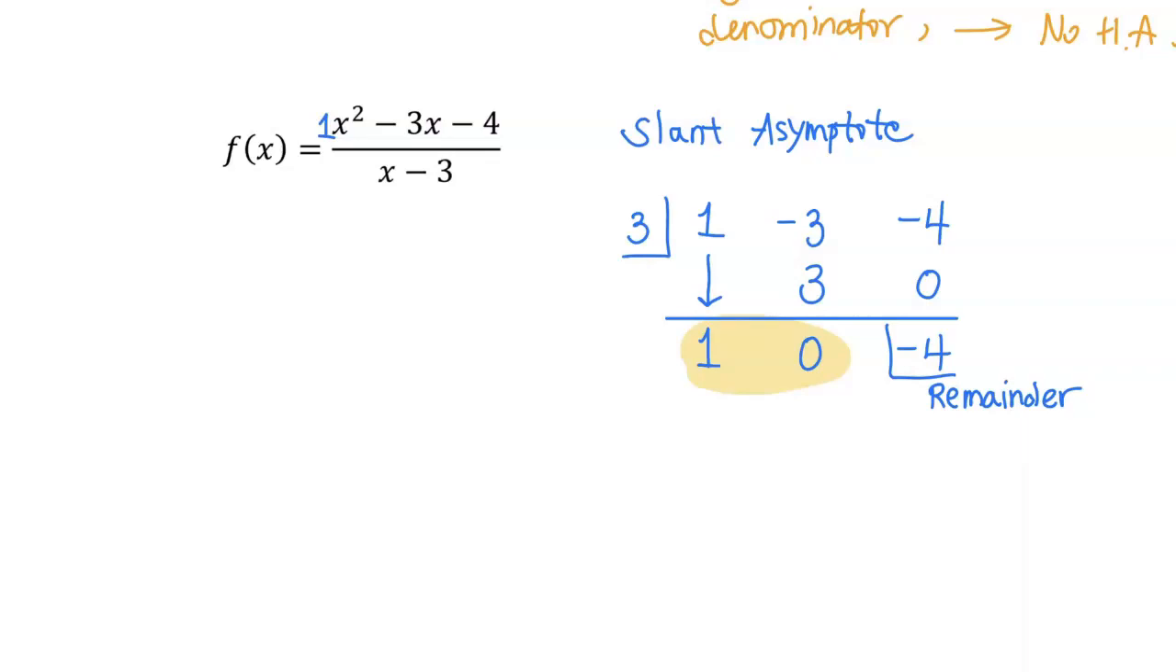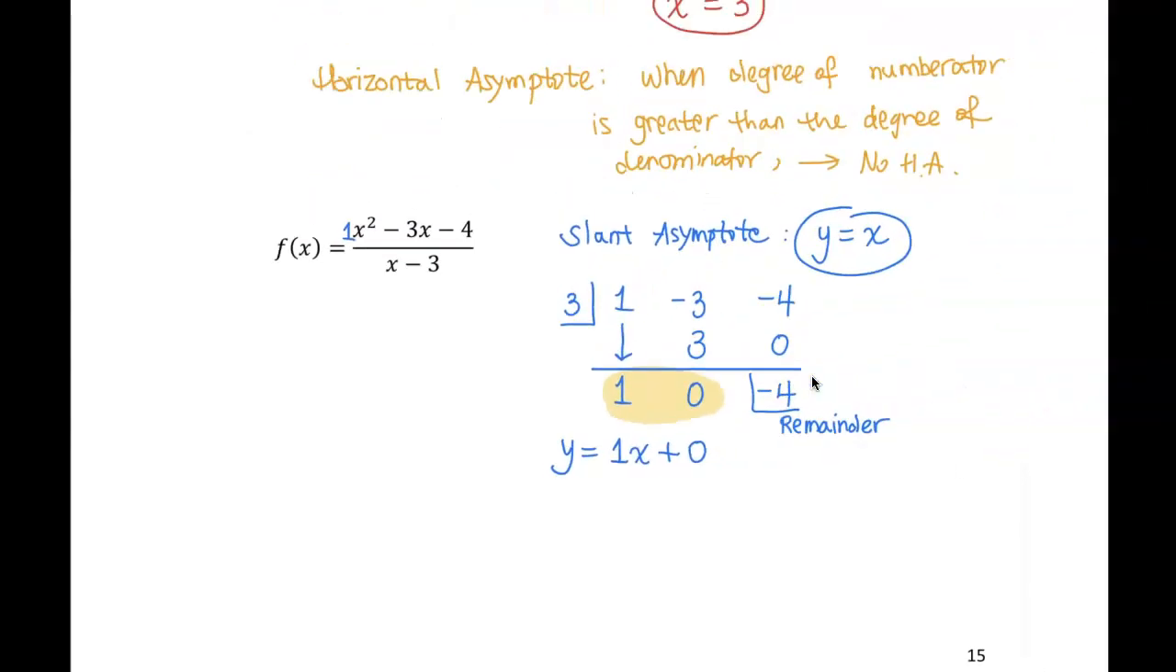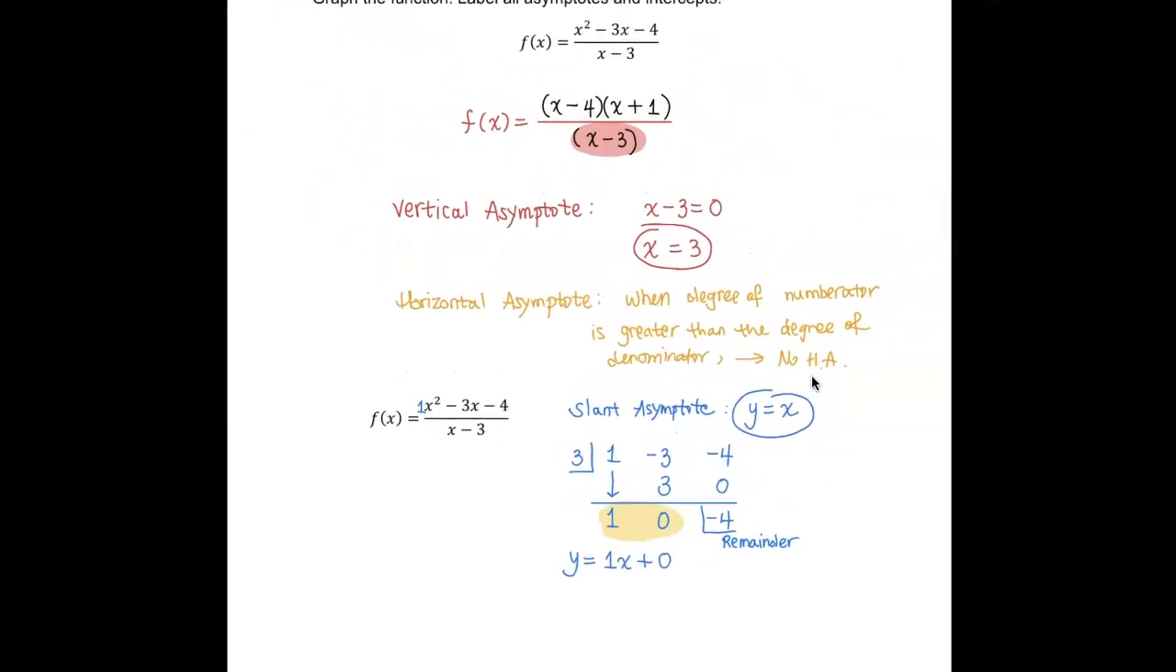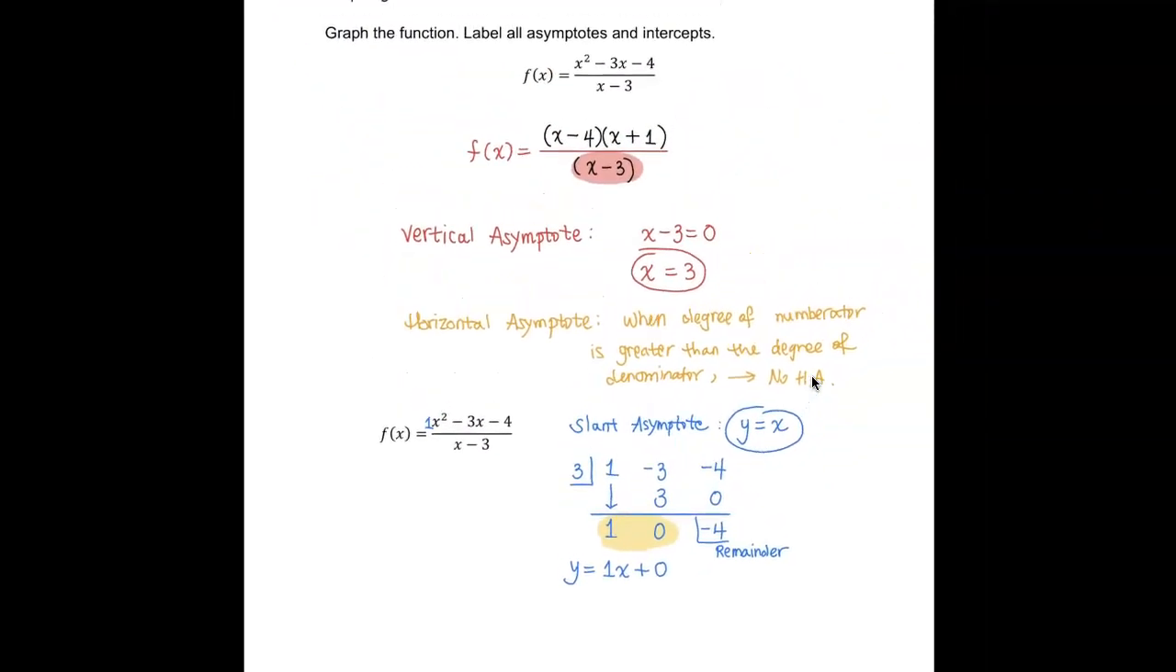So here's the slant asymptote equation, okay? It's going to be y equals 1x plus 0, okay? Using the quotient from the division, we can tell that the slant asymptote equation is simply y equals x. Okay, so we know enough, well, asymptote-wise, we know enough, but we do need to plot some intercepts, they say.